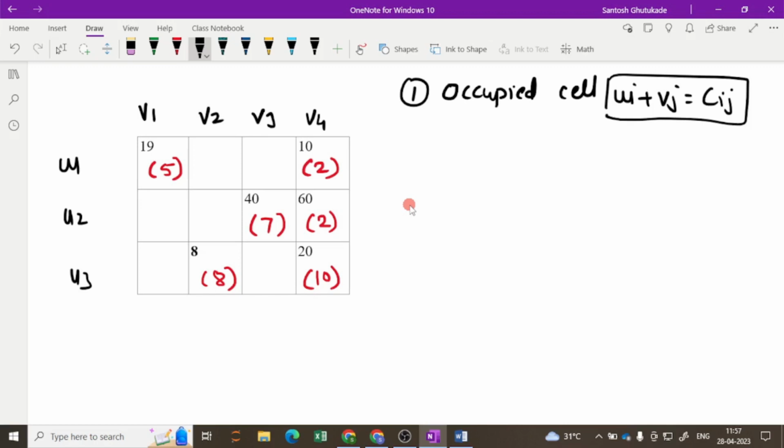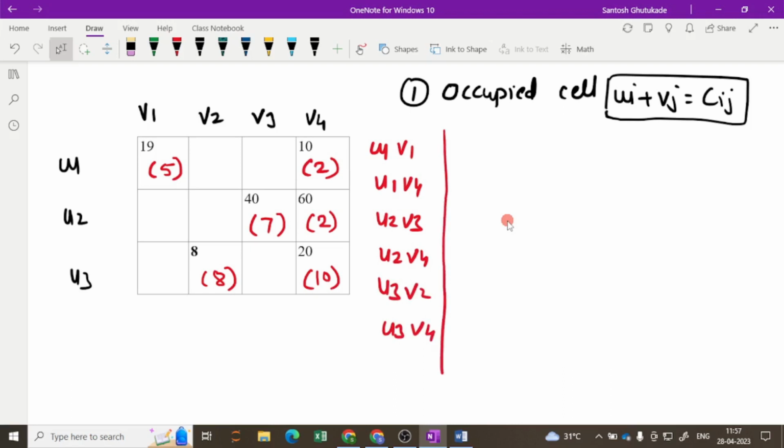I will first write what the different occupied cells are. At the u1 v1 location there is allocation, at u1 v4 there is allocation, at u2 v3 there is allocation. So the occupied cells are u1 v1, then u1 v4, then u2 v3, u2 v4, then u3 v2 and u3 v4.